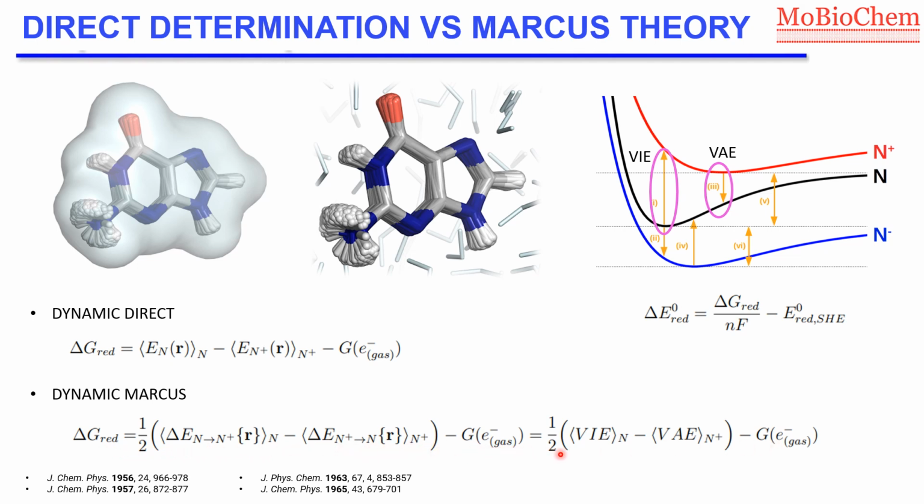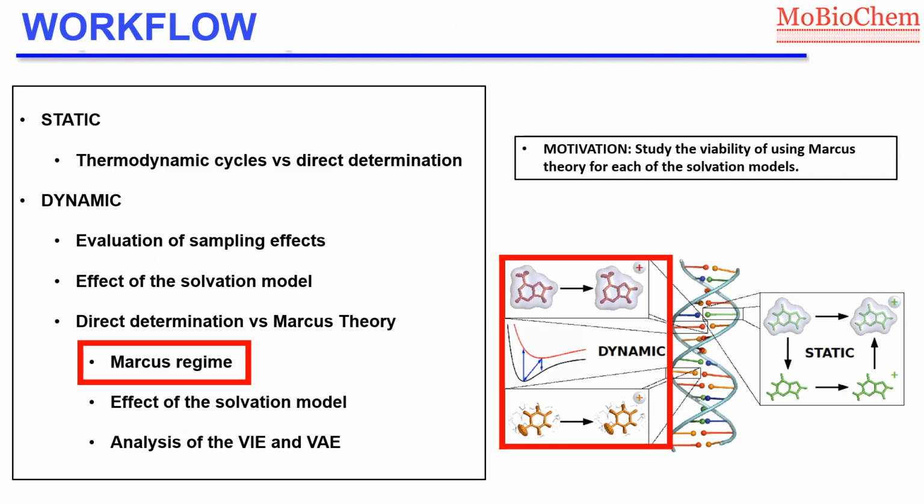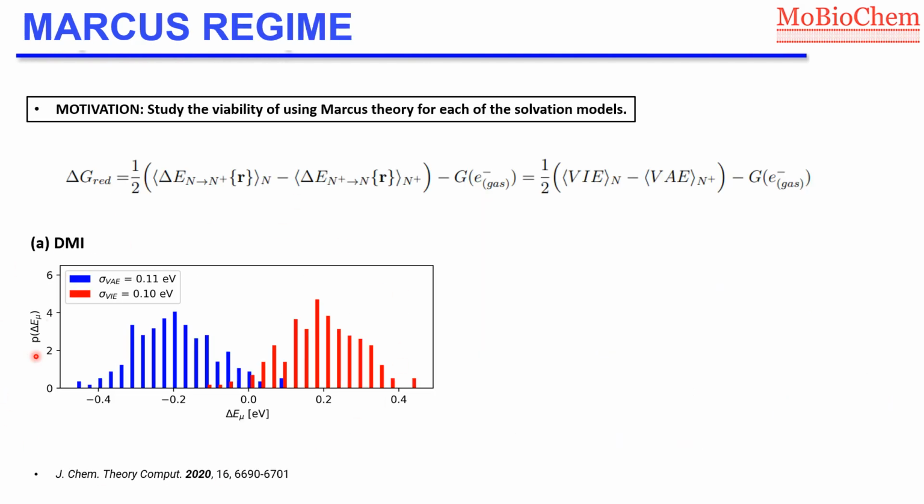In this case, the formulation uses the average between the vertical ionization energy and the vertical attachment energy of a half redox equation. But first, the viability of using Marcus theory must be checked, since it is an approximation obtained from several hypotheses. This first plot, obtained from the direct Marcus implicit protocol for adenine, represents the energy distributions of the vertical ionization energy and the vertical attachment energy centered in the expectation value of the corresponding energetic term.